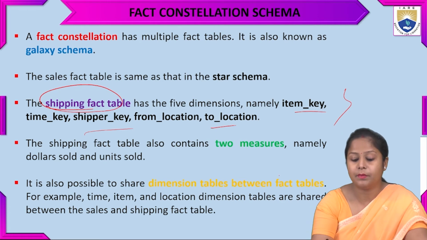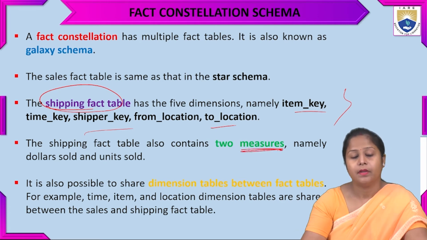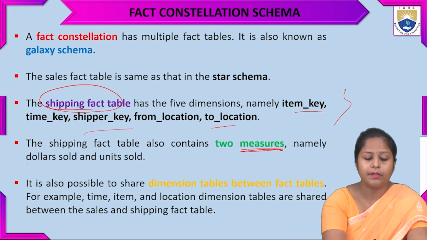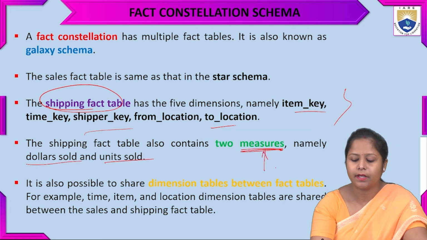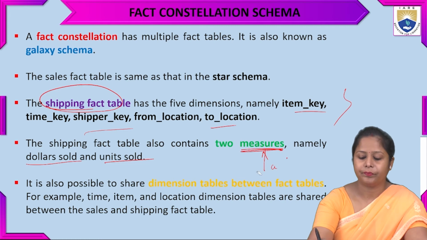So here the term that comes up is measure, which is nothing but the dollars sold and units sold. So a measure is nothing but what we are calling an attribute, right? We will see this term in brief.